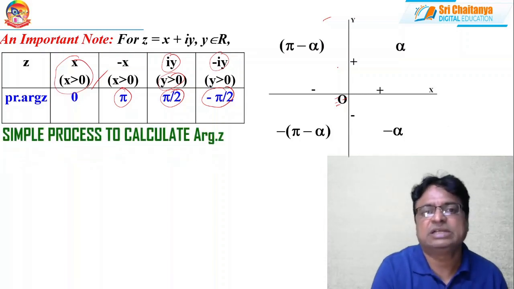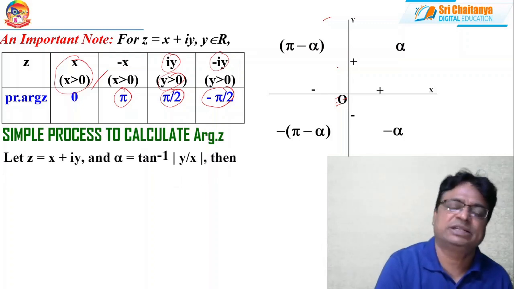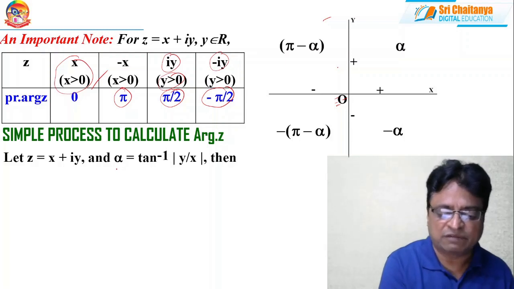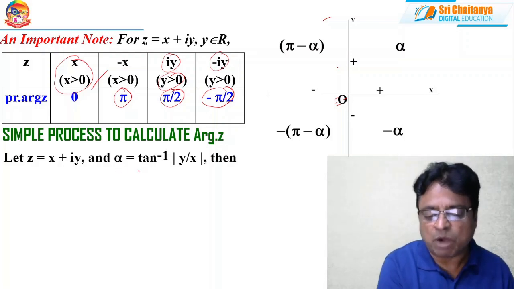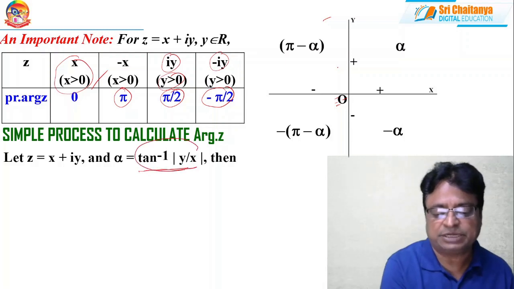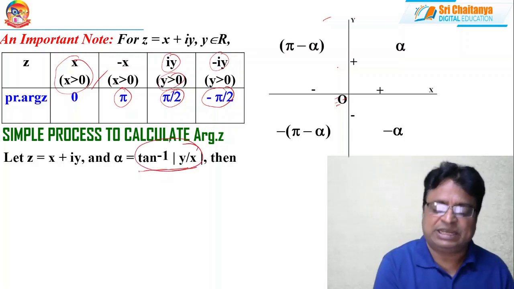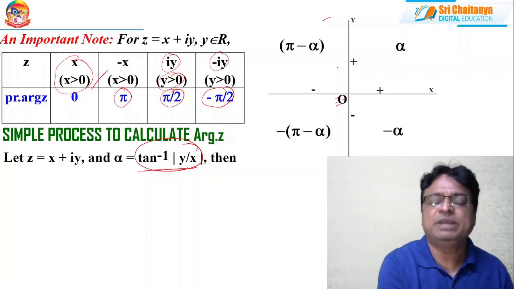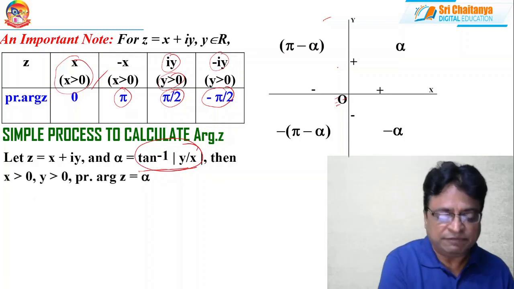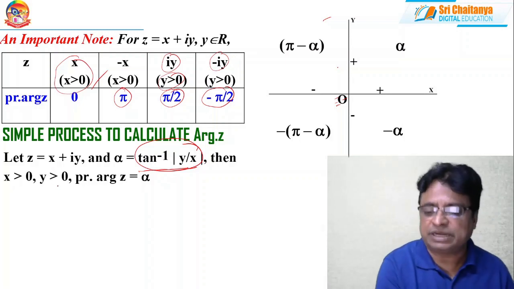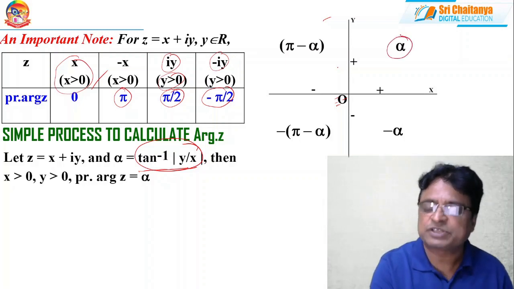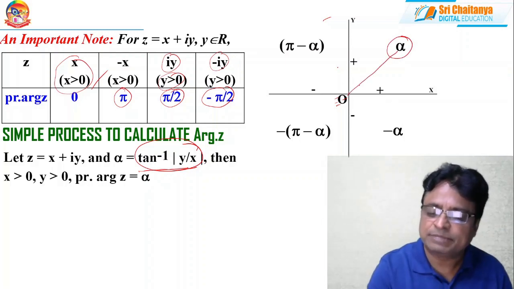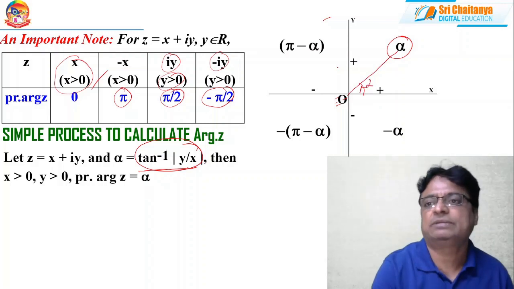Here, the simple process to calculate the argument of z is like this. Whenever a complex number z = x plus iy is given, you first find alpha, which is equal to tan inverse of mod of y by x. This is important. Forget about their signs. You just find the tan inverse of mod of y by x. Let it be alpha. Then, if both x and y are positive, that means the number is in the first quadrant, then our principal argument is the same number alpha.